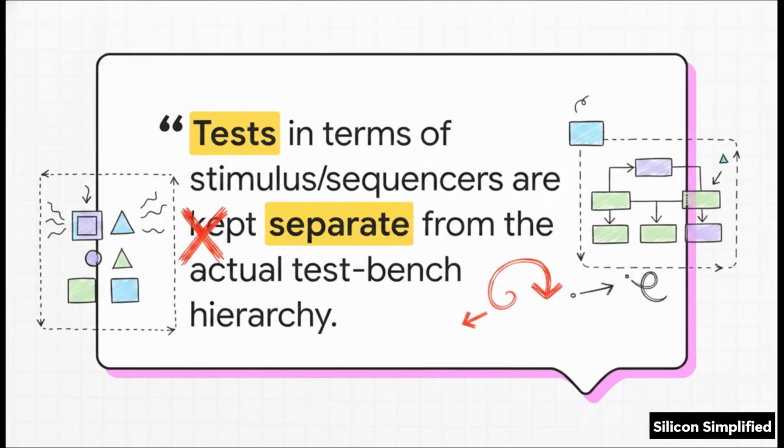I've got to say, I absolutely love this design philosophy. By keeping the test stimulus completely separate from the structural test bench hierarchy, UVM just maximizes modularity. What that means for us is you can write a complex sequence of data transactions once and then reuse it across entirely different projects. You can scale it from block level straight up to system level verification, all without having to rewrite your underlying test bench infrastructure. It's a huge time saver.